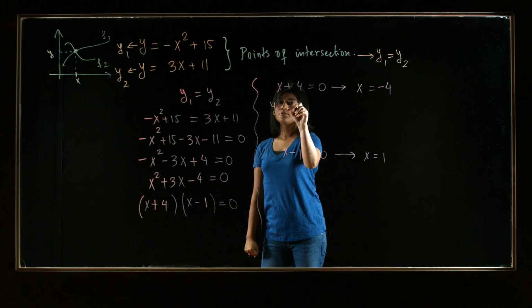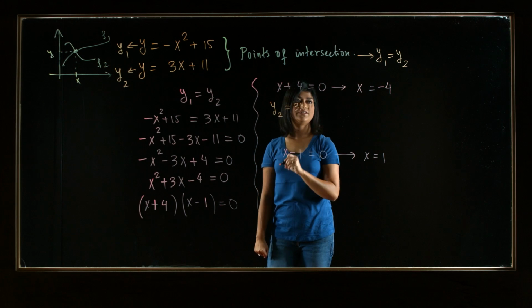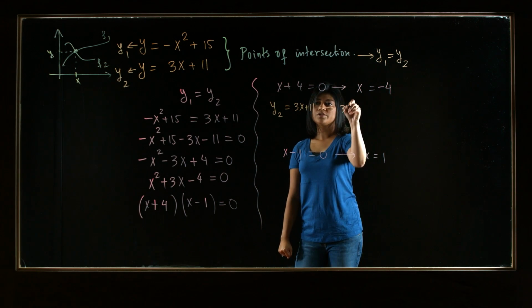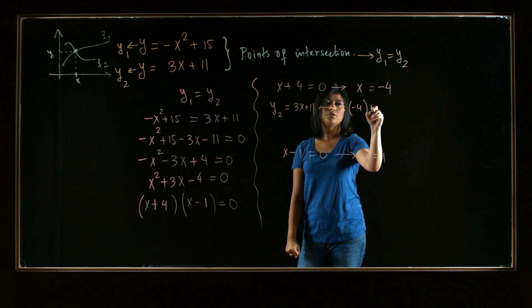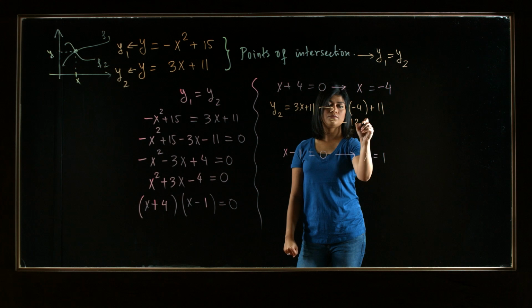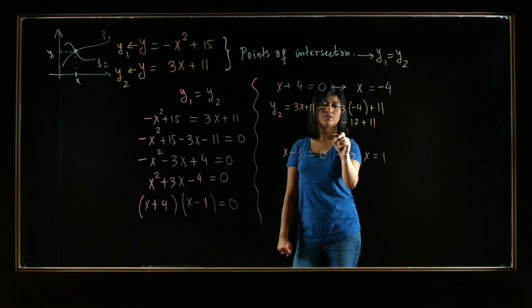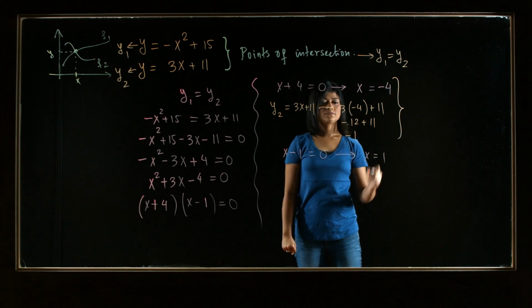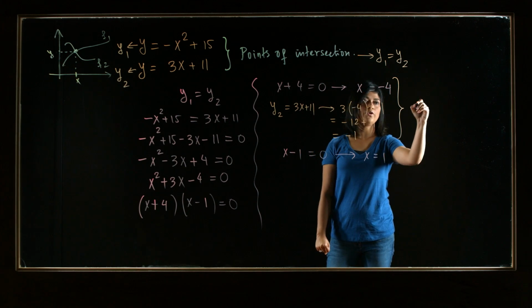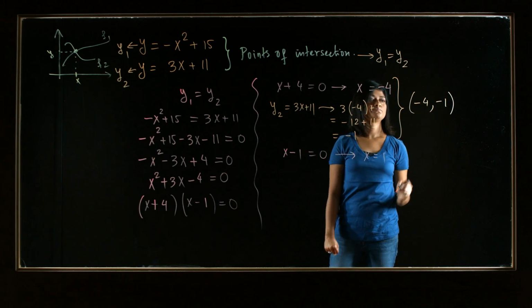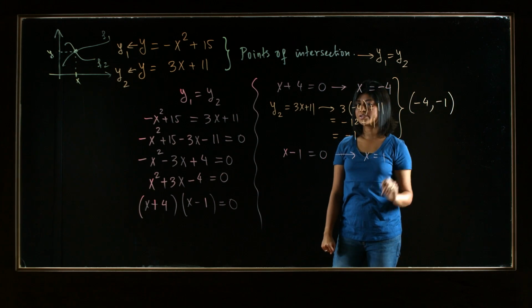linear, it'll be easier to compute anyway. So let's choose our y2, 3x plus 11, and you plug in x equals -4, so you get 3 times -4 plus 11, which is -12 plus 11, and that is -1. So from this first set, you get your point -4, -1. That is one point of intersection.